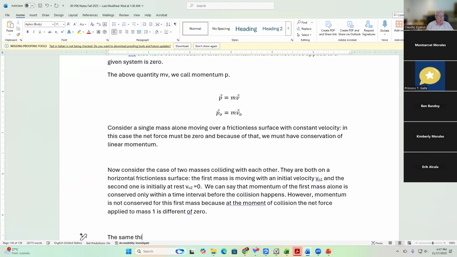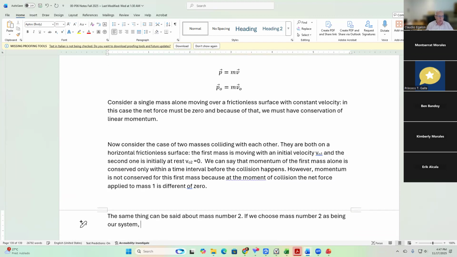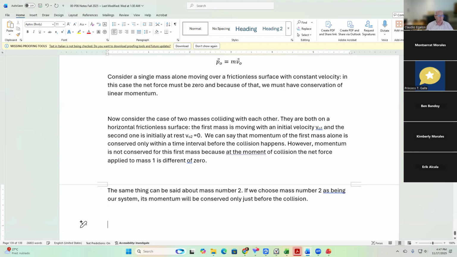The same thing can be said about mass number 2. If we choose mass number 2 as being our system, its momentum will be conserved only just before the collision. After the collision, momentum is not going to be conserved.